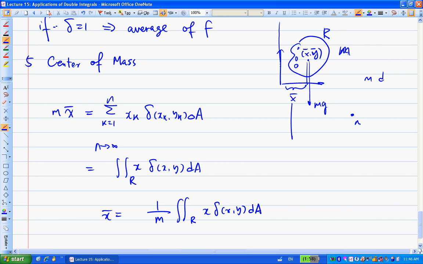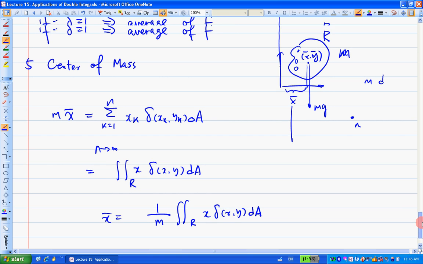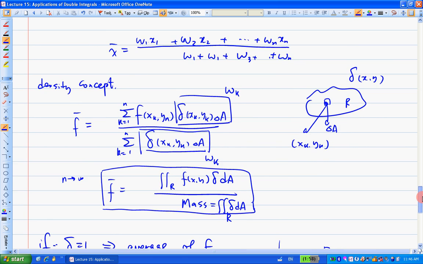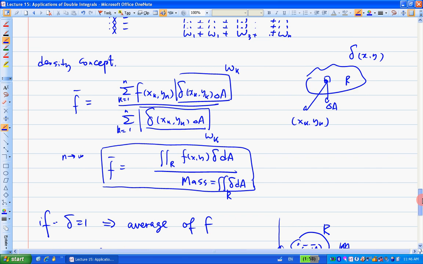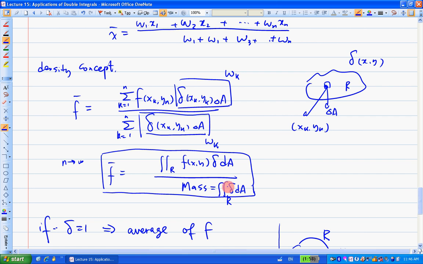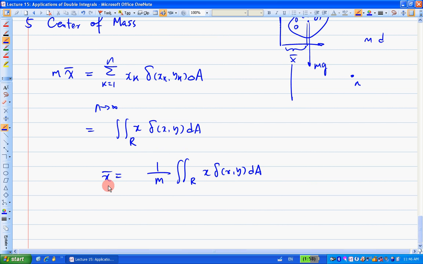So this is the mass of the plate R. How do we find the mass? Have we found the mass yet? Yeah, from here, right? So that's x bar. Then what's the y bar? The average is going to be y here, dA, right? So this is basically the center of the mass. It's a balanced point.